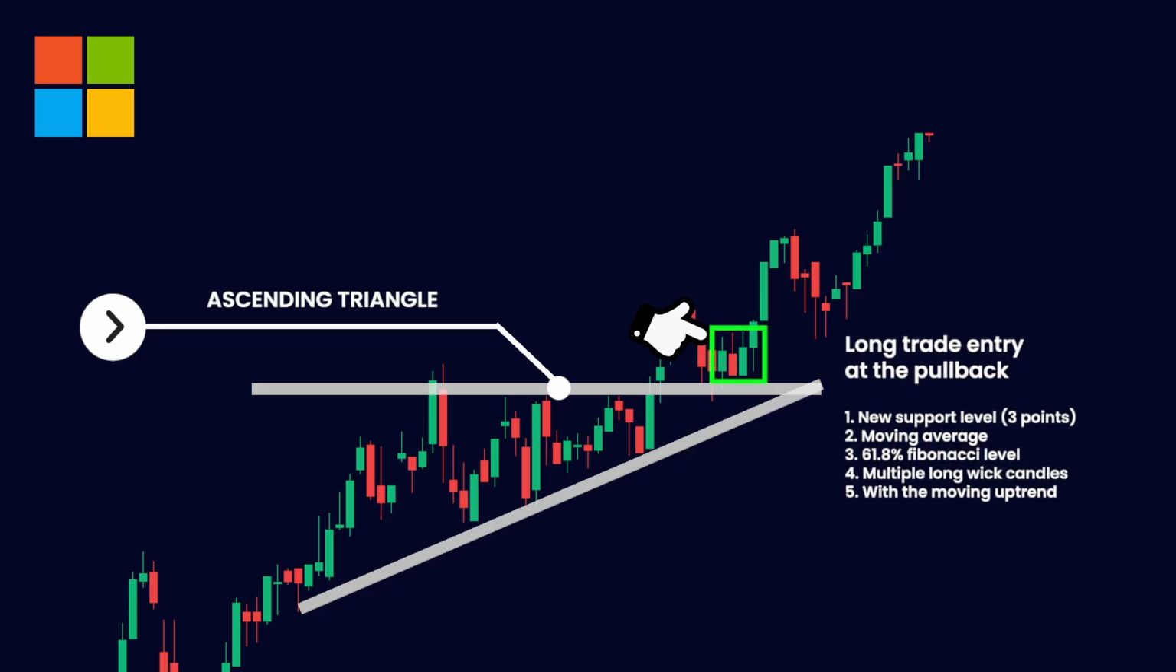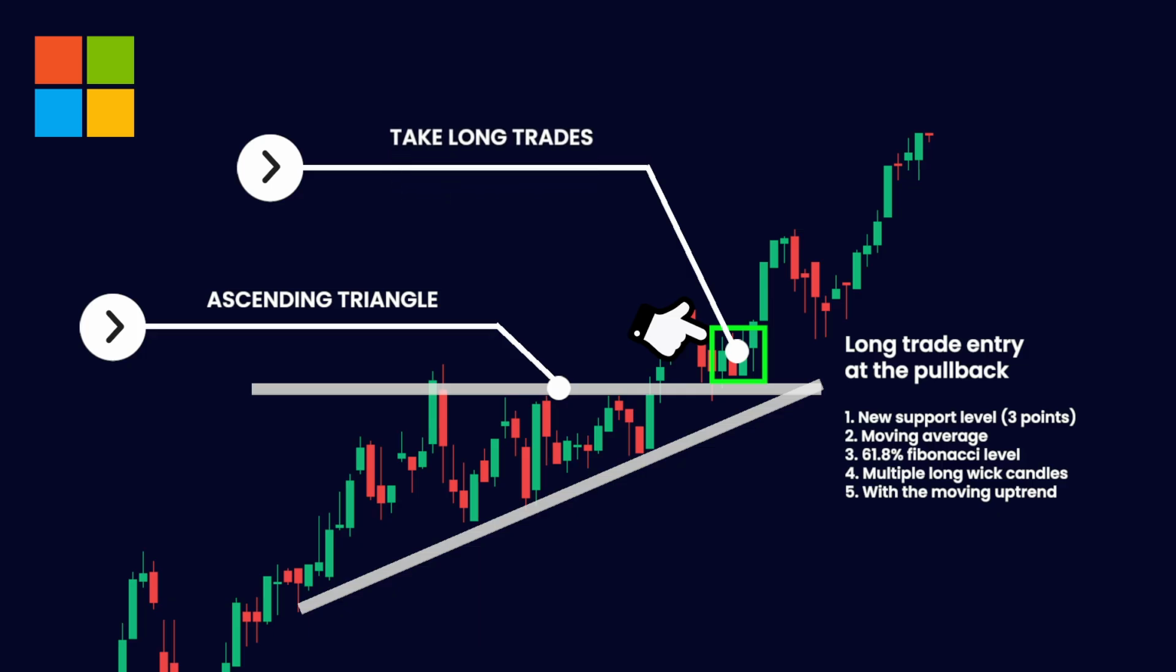That pullback often shows up as multiple candles with long wicks reacting to the newly formed support near the top edge of the triangle, and where a moving average also aligns, creating a strong confluence zone. Once there's a shift in the lower time frame trend, that's when you'd look to take long trades using your strategy and tools. Whether you go for a breakout entry or wait for the pullback, both approaches are valid.